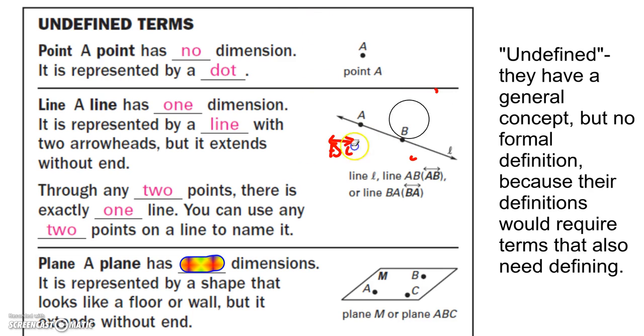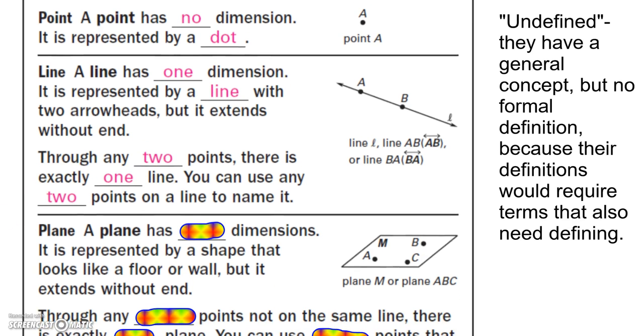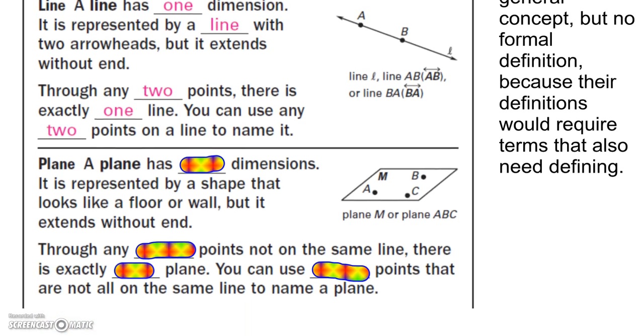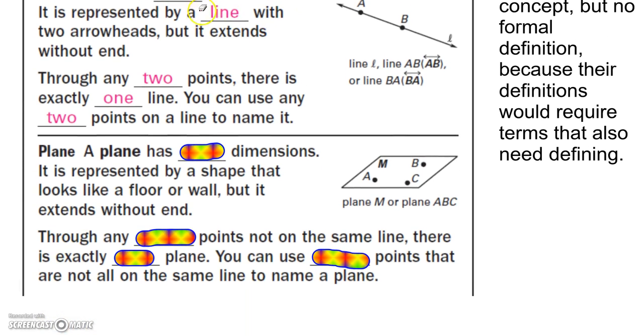So what is a line? How do you label it? And that's what we just were looking at. And then we have a plane. A point has 0 dimensions. A line has 1 dimension. How many dimensions do you think a plane has? That's right. It has 2 dimensions.